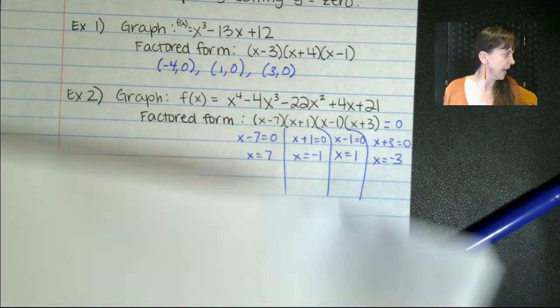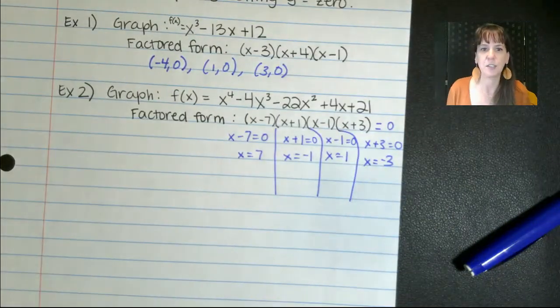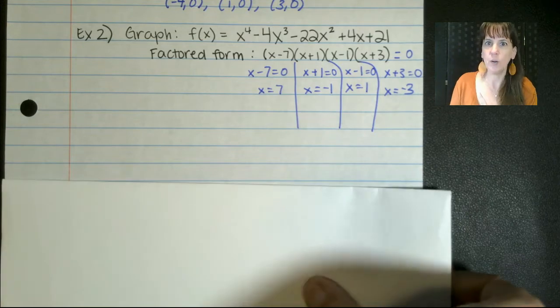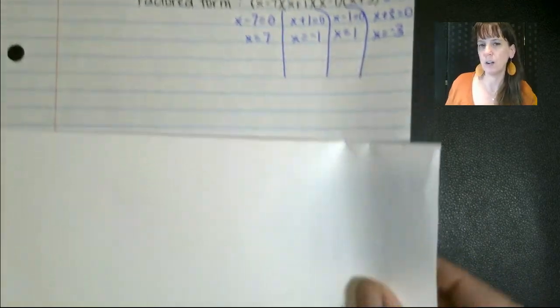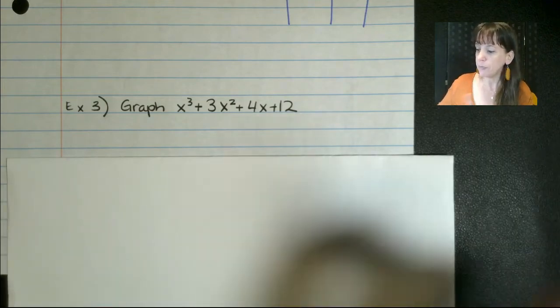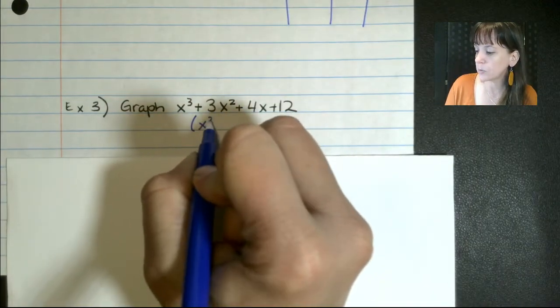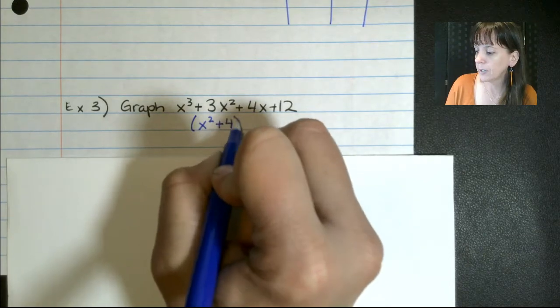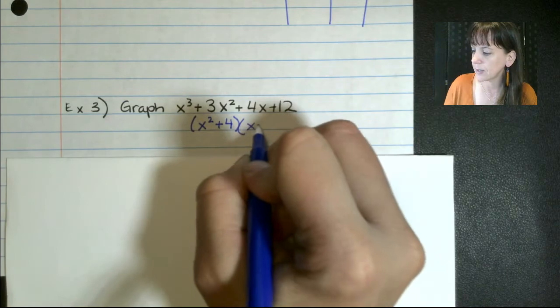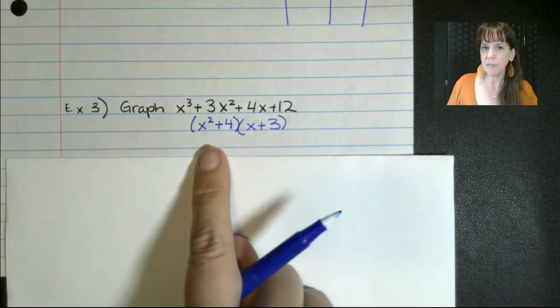Let's take a look at one if it does not. Okay, so let's take a look at one that I know has an imaginary solution or a non-real solution. Now this is not yet factored, but if we were to factor it, we would end up with x squared plus 4, and then x plus 3. So if we were to factor it, it would look like this.